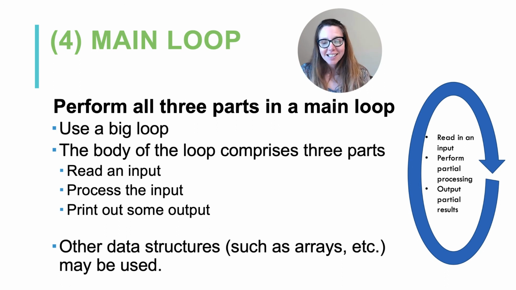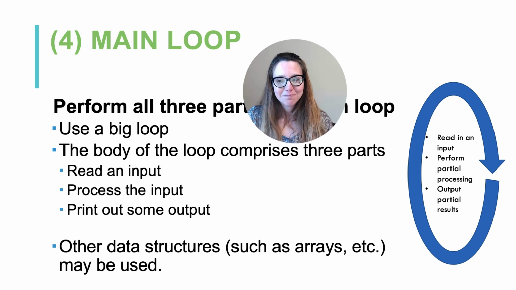Finally, our last template that we'll look at is doing everything all at once. So one main loop performs all three parts, input, processing, and output, all at once. This uses one big loop. The body of the loop comprises the three parts mentioned. Other data structures, such as arrays, could be used within this, but you read in input, perform partial processing, and output partial results on each iteration through the loop.